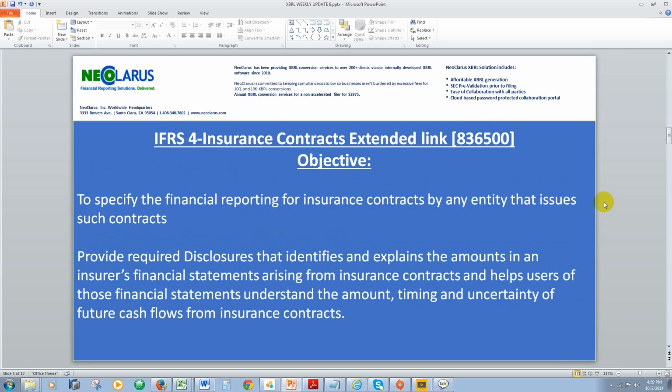This is the objective of the IFRS 4 standard on insurance contracts. The main objective is to specify the financial reporting for insurance contracts by any entity that issues such contracts, and to provide the required disclosures that identify and explain the amounts in an insurer's financial statements arising from insurance contracts, and help users of those financial statements understand the amount, timing and uncertainty of future cash flows from insurance contracts.